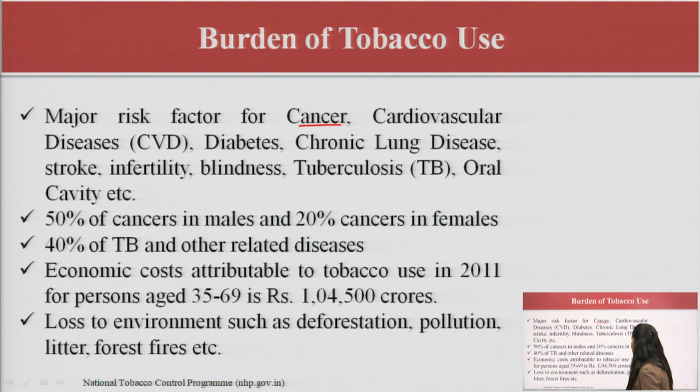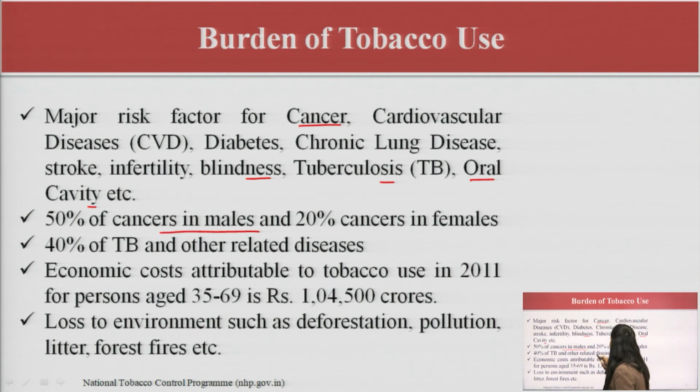complications. Okay. So, diabetes, chronic lung disease, stroke, infertility could be there, blindness, tuberculosis infection can emerge. So, latent TB can emerge, and oral cavity. There will be complications with the oral cavity as well. So, these are some of the complications or diseases which come under the major risk factor.